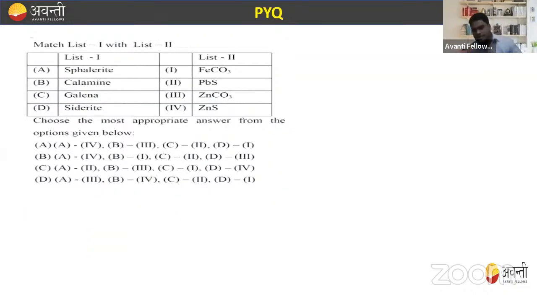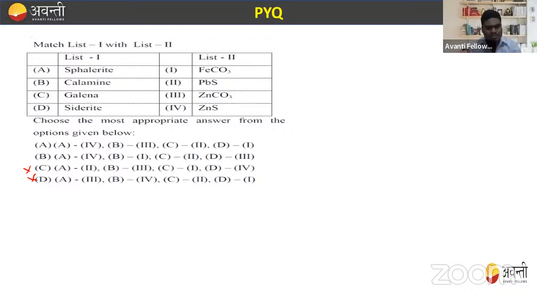Now, the next question is also from the metallurgy chapter. So let's discuss this question. So the first one is sulfurite, calamine, galena, and siderite. So for this, which of the following? So you already know that sphalerite is the ore of zinc sulfide. We already discussed this question, right? So A is equivalent to 4. So in which option? Yeah, we have two options. So just cut the last two options, because in these there is no A matching with 4. So these two are incorrect. So out of A and B, you have to identify the correct one.